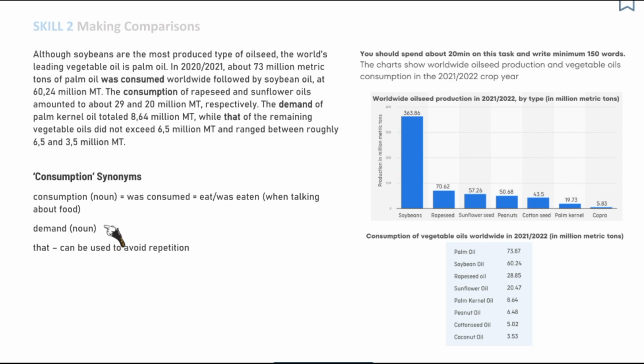Another synonym that can be used is demand. Demand is a noun. And in some situations, when you don't want to repeat yourself, you can use the word that. Like here, the demand of palm kernel oil totaled this much million MT, while that of the remaining vegetable oils did not exceed, and so on. So that corresponds to the word demand. And this is one of the ways for you to not repeat words.